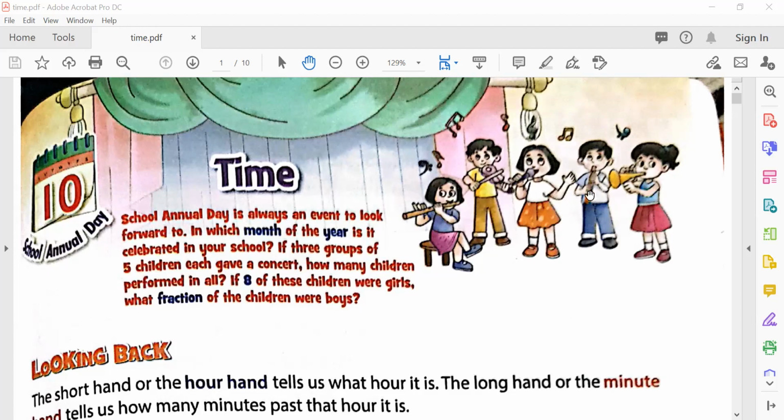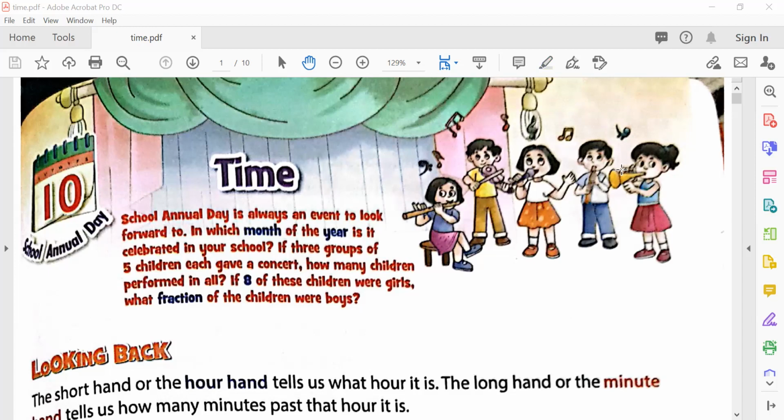So if they are doing a program, in one group, how many people are there? No, there are five. So in three groups of five children, one, two, three, four, five. There are five children in one group, and there are three groups. So how many children will be there in all?